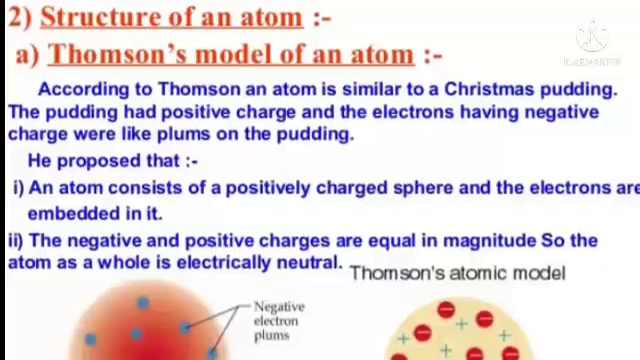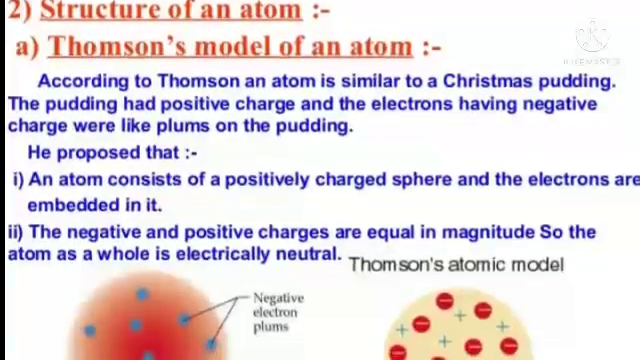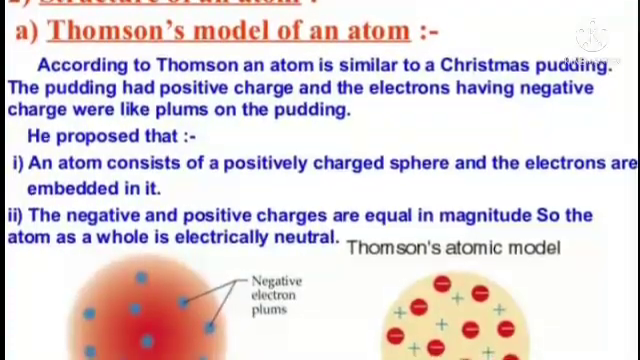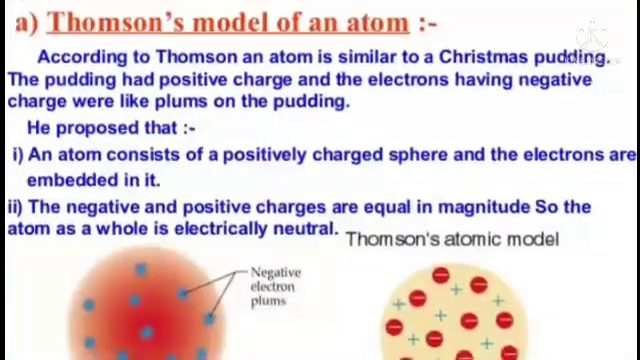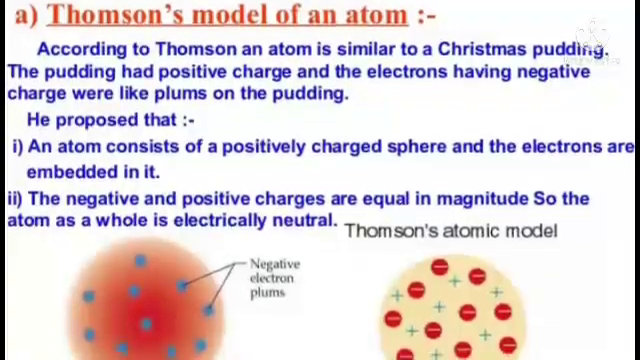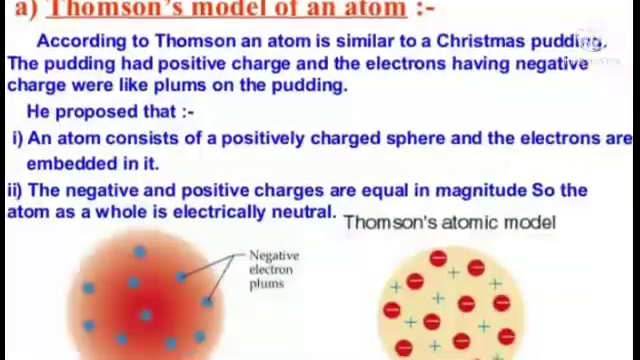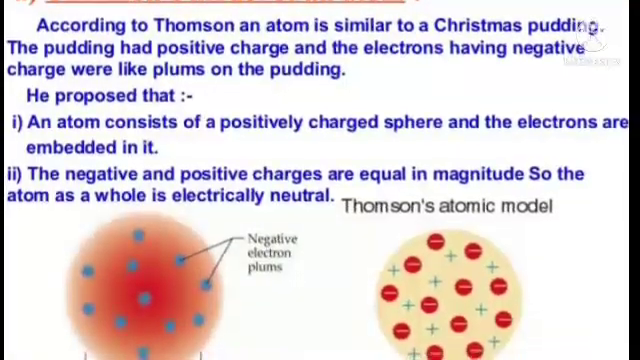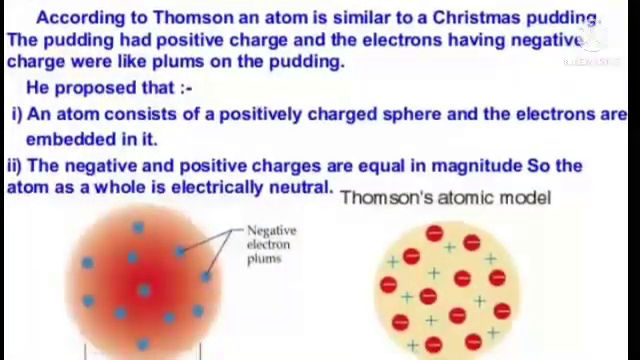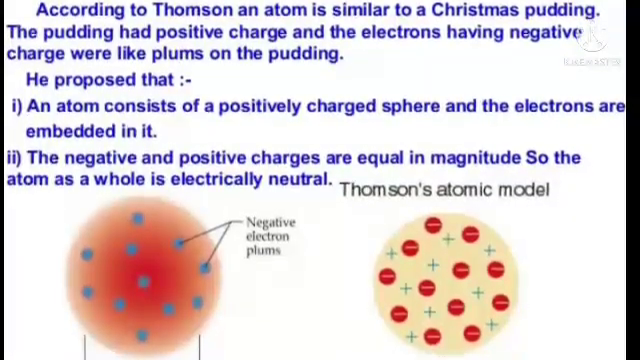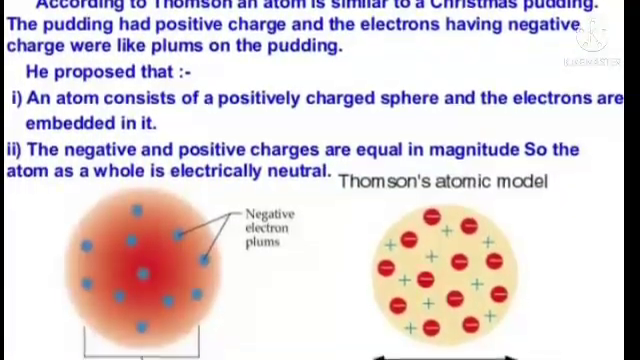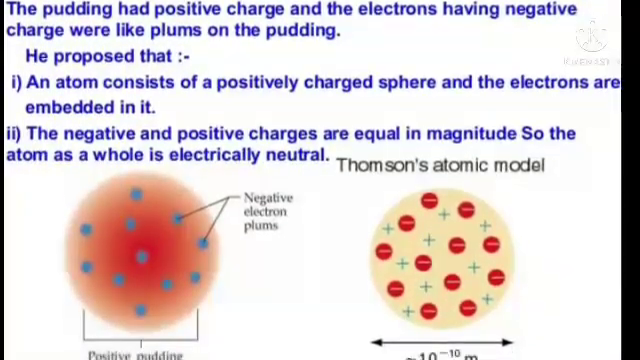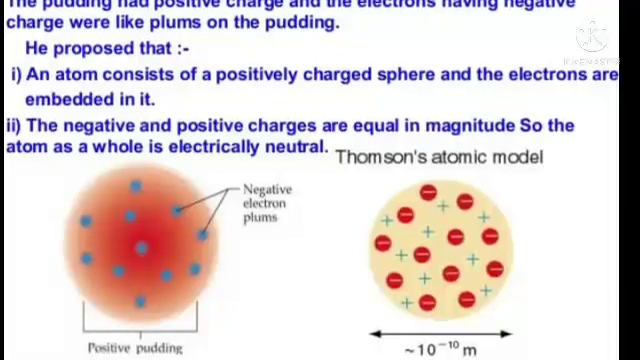Structure of an atom. First one, Thomson's model of an atom. According to Thomson, an atom is similar to a Christmas pudding. The pudding had positive charge and the electrons, which have negative charge, were like plums on the pudding. He proposed that an atom consists of a positively charged sphere and the electrons are embedded in it. The negative and positive charges are equal in magnitude, so the atom as a whole is electrically neutral.